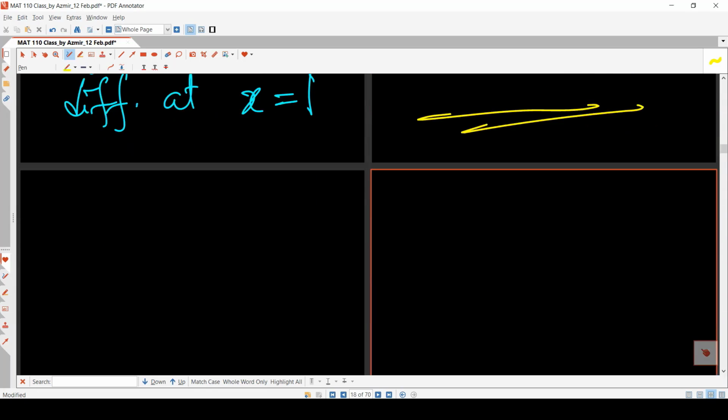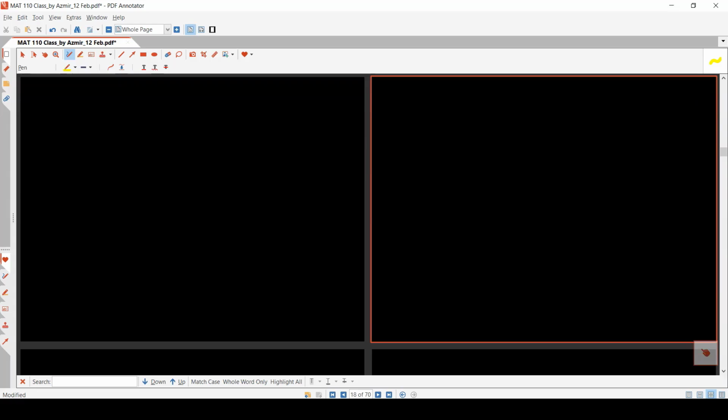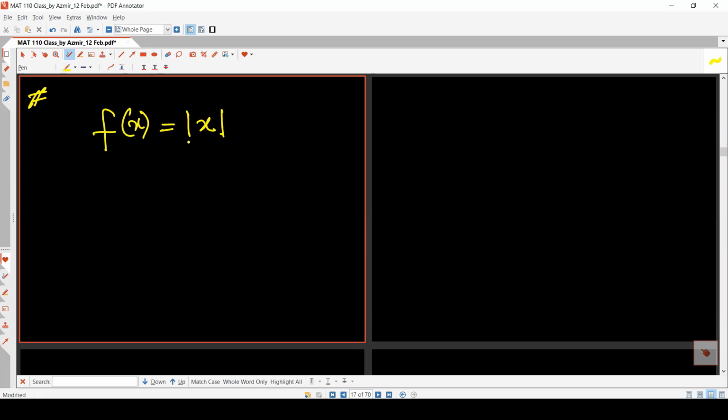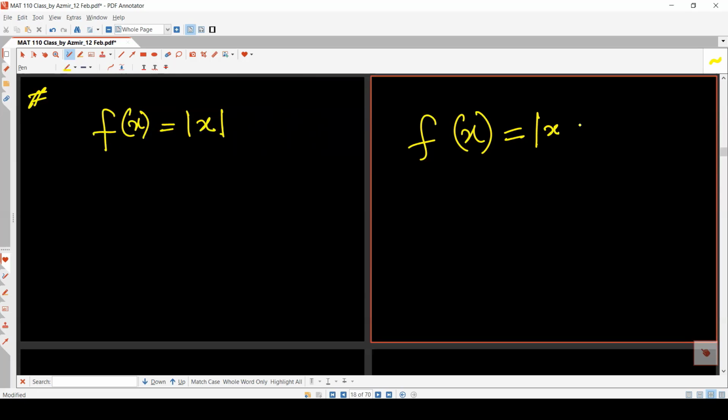Now we will solve another problem from modulus functions. So let me take at first a simple problem. f of x equals modulus of x, or absolute value of x. And then we will solve another problem where the function will have, let's say, 2 absolute value quantities. So at first, let's have a look on this problem.